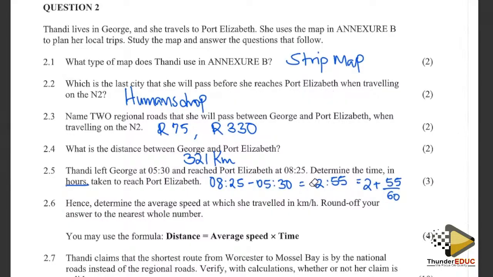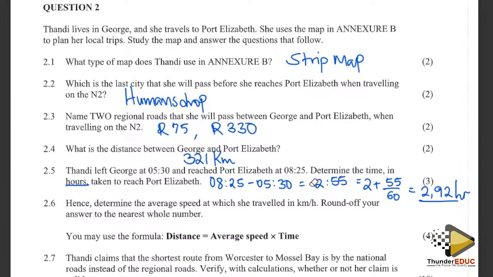We divide by 60. So 2 plus 55 divided by 60, you end up having 2.92. These are hours. They said determine the time in hours taken. They didn't say round off. Had they told us to round off, it would be 3 hours.